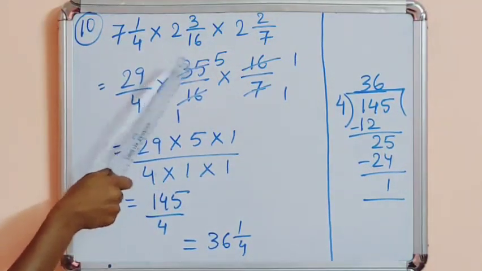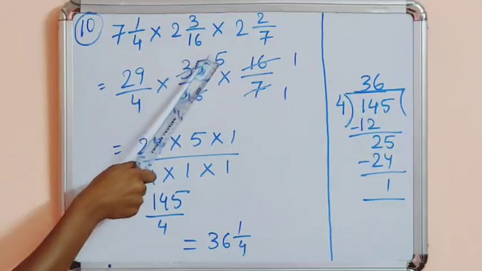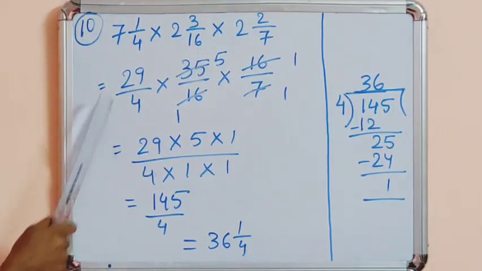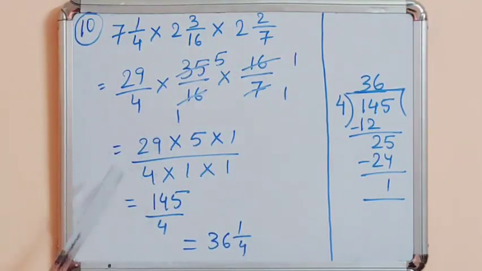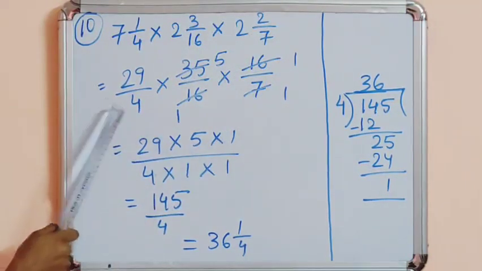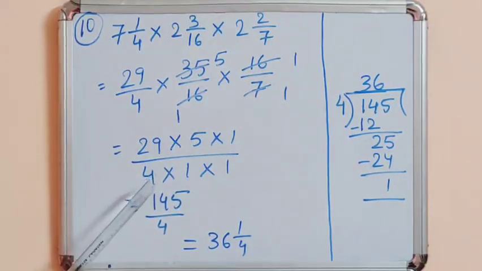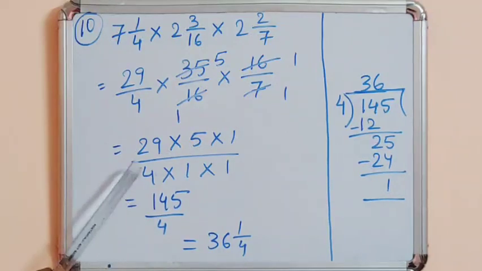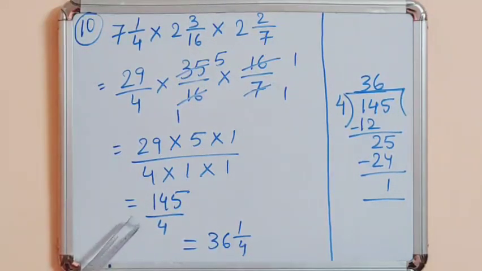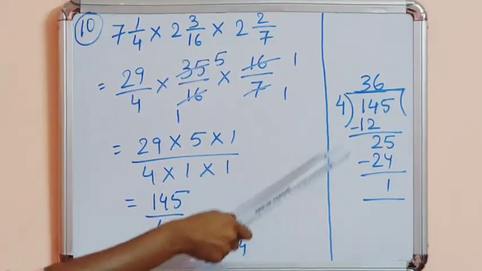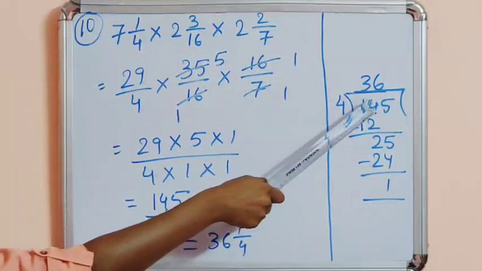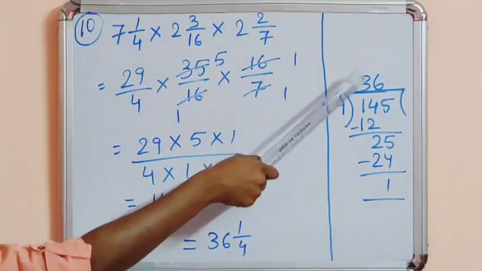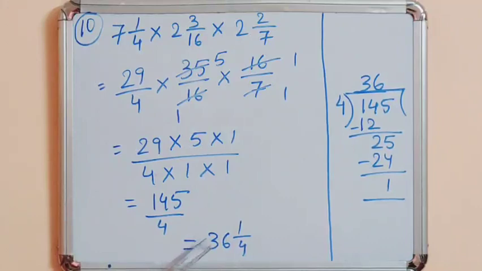And 7 and 35 again. So 7 ones are 7. 7 5s are 35. So we are left with 29, 5 and 1 in the numerator. So 29 into 5 into 1 divided by 4 into 1 into 1 in the denominator. So 29 into 5 into 1 is 145 and this is equal to 4. So 145 divided by 4, you will get 36 1 by 4. See, this is an improper fraction. Again, we have to convert this into mixed fraction. I have shown the division here in the rough column. 145 when divided by 4, you get 36 and 1 is the remainder. So that is why 36 1 by 4.